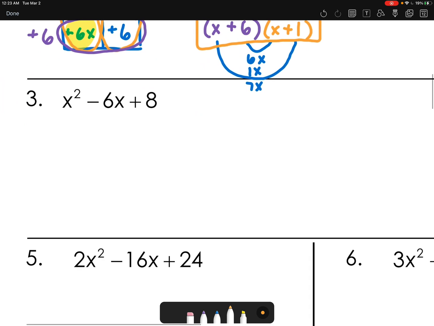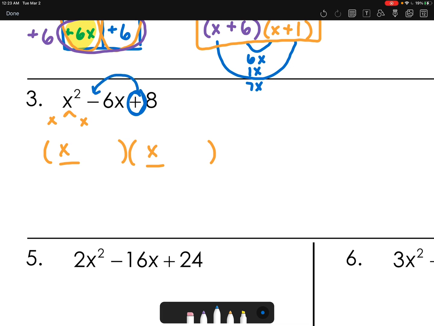And so that's what we're going to set up here in number 3, and I call this my puzzle. I'm going to set two sets of parentheses. My first spot in my set of parentheses is going to be the factors of my first term. And so x squared can break down only into x and x. So that's what's going to go there. Now I want to figure out my sign. So since my last sign is positive, that means my signs are going to match my middle sign. So since they match, they're both going to be negative.